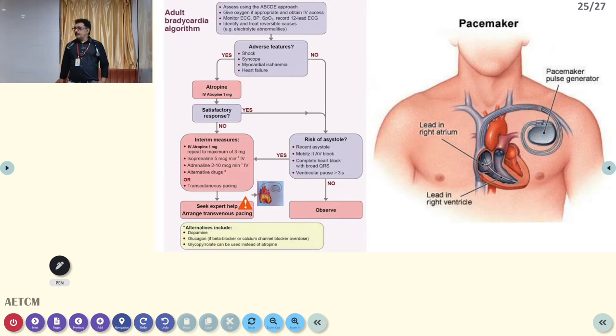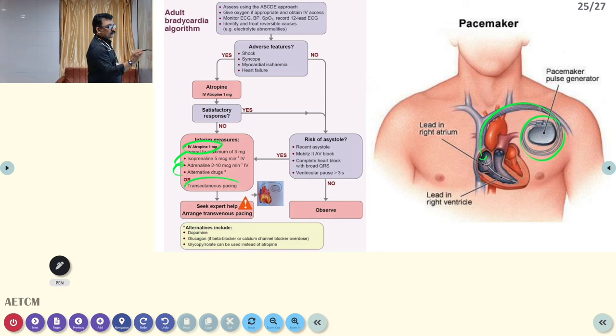Now this is a permanent pacemaker. You can see here, on the side of the heart we have kept a pacemaker. From there the conduction happens to the heart. Pacemaking can be done. But remember, in all patients we need to give atropine. Atropine 1 mg can be given. Other drugs also can be tried. Adrenaline can be tried. Isoprenaline can be tried.